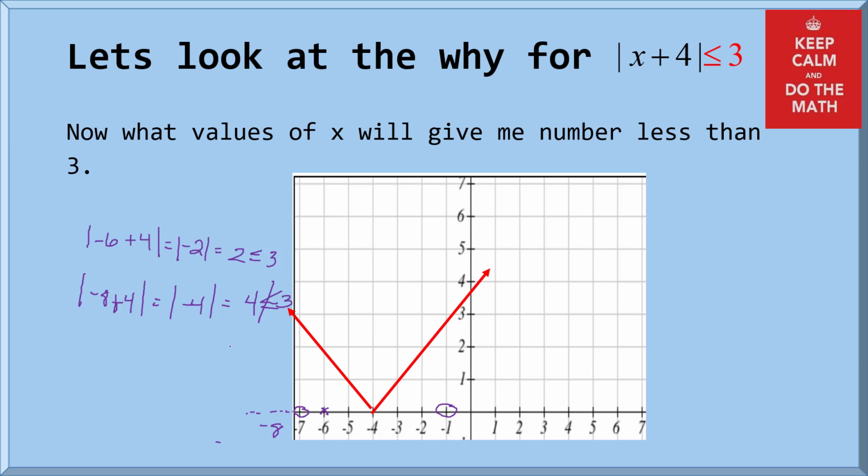Now let's take a look, going the other way from -4. So we'll take, say, -3. We take the absolute value of -3 plus 4, because again, these are our x values. So -3 plus 4 gives me 1, and the absolute value of 1, of course, is 1. And 1 is less than or equal to 3.